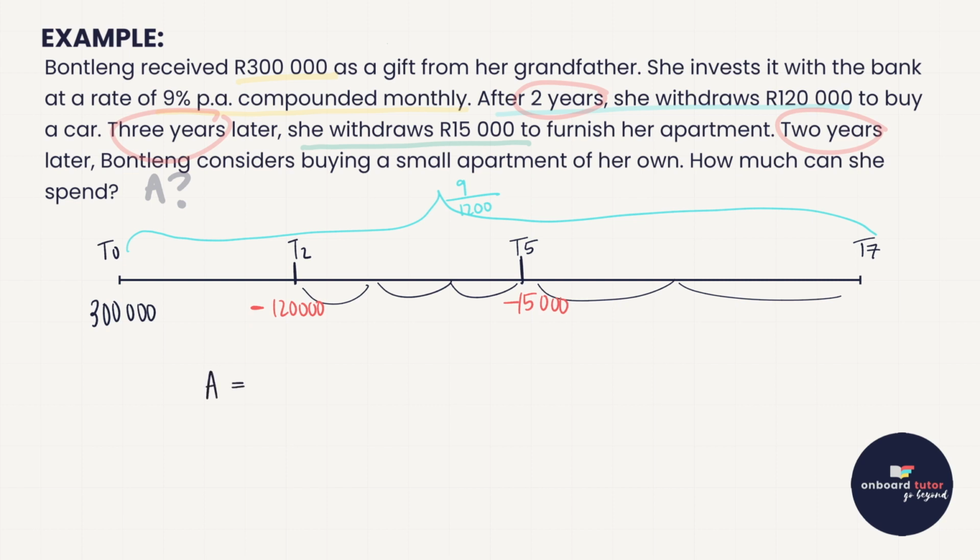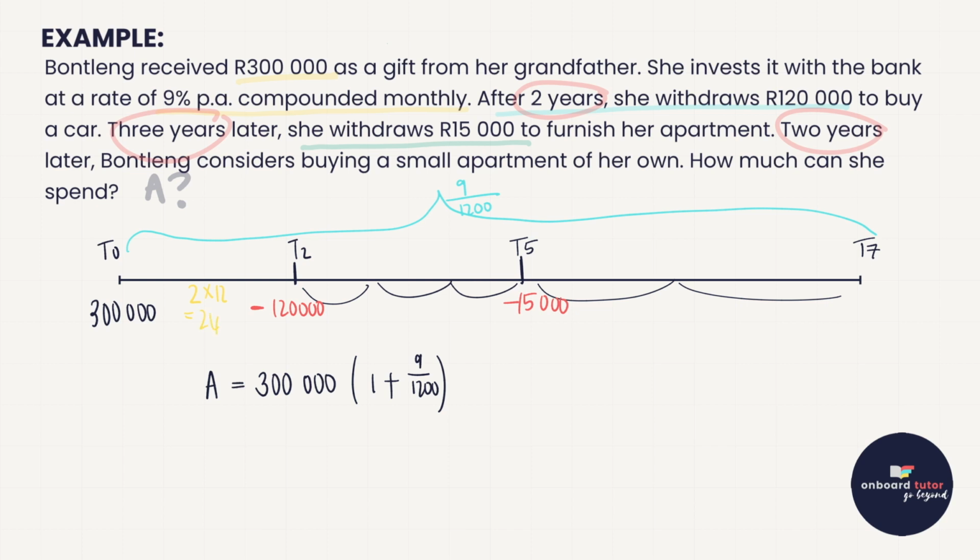So A is equal to P, the present value, 300,000 Rand, times 1 plus the interest rate, 9 over 1,200. For how long? Oh, we haven't filled that in on our timeline yet. Okay. Here we've got 2 years. We can even do the calculations here so long because it's all monthly.